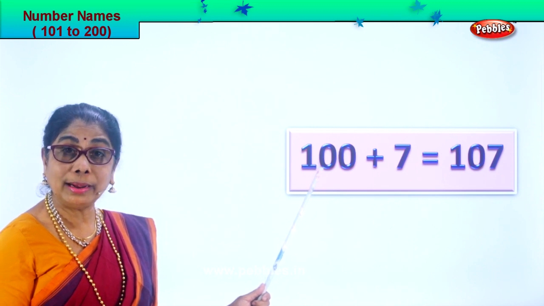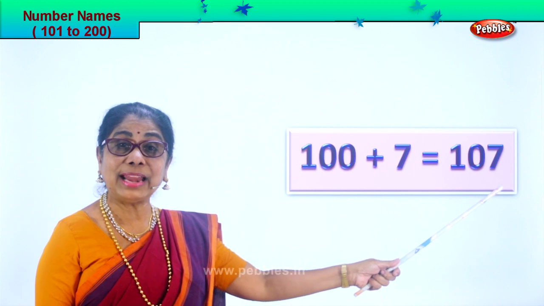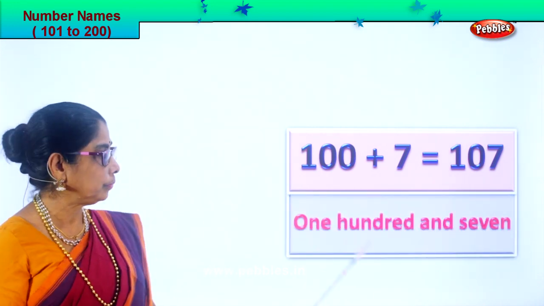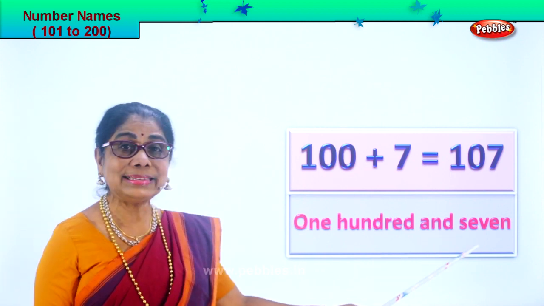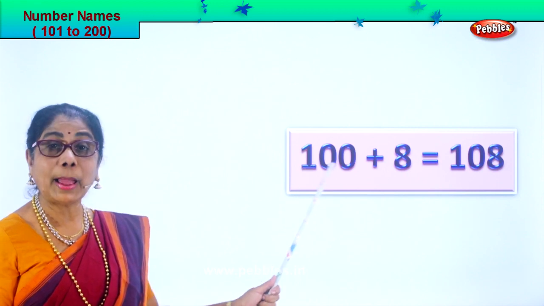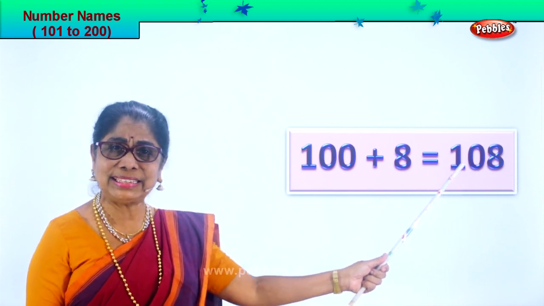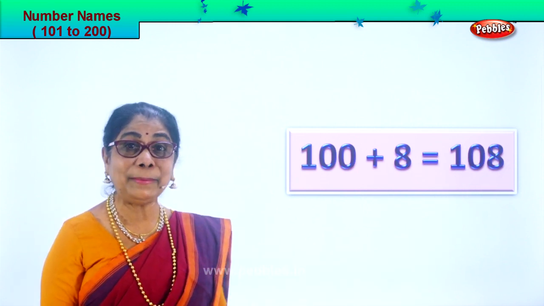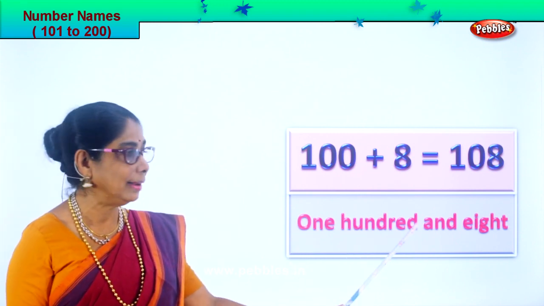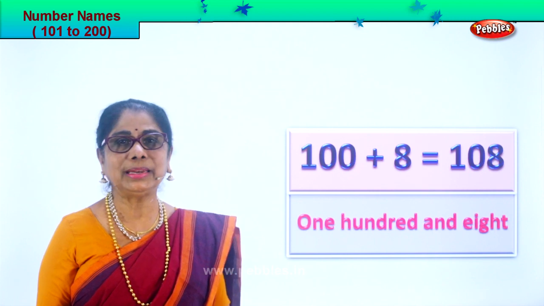100. What number is this? 100 plus 7 more is equal to 107. What do we read this? 107. And in words, you will read 107. Good. Shall we take the next number? 100 plus 8 more equal to 108. You read this as 108. How do we write its name? This is a number and its name is 108. Good. Let's go on to our next number.